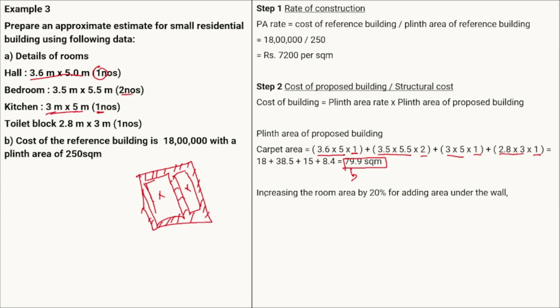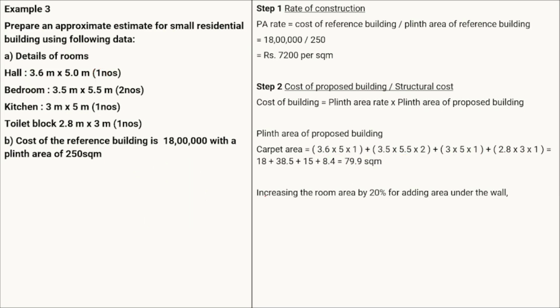So for our ease of calculation, if it is not given numerically, for example that the area under the wall is 20% of the plinth area or the lobby area is 10% of the plinth area, then we are going to directly assume that an increment of 20% in the carpet area will give us the final plinth area.